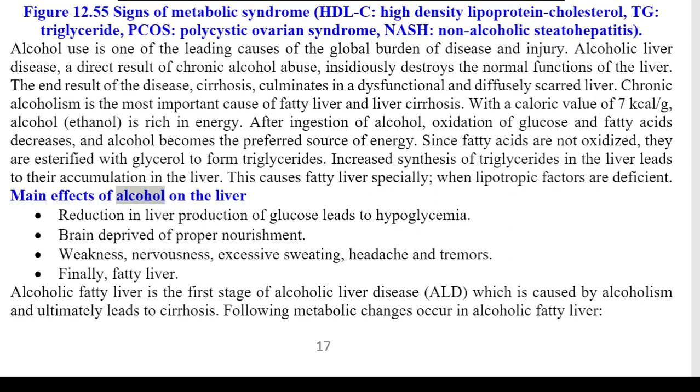Main effects of alcohol on the liver. Reduction in liver production of glucose leads to hypoglycemia. Brain deprived of proper nourishment: weakness, nervousness, excessive sweating, headache and tremors. Finally, fatty liver. Alcoholic fatty liver is the first stage of alcoholic liver disease, ALD, which is caused by alcoholism and ultimately leads to cirrhosis. The following metabolic changes occur in alcoholic fatty liver.